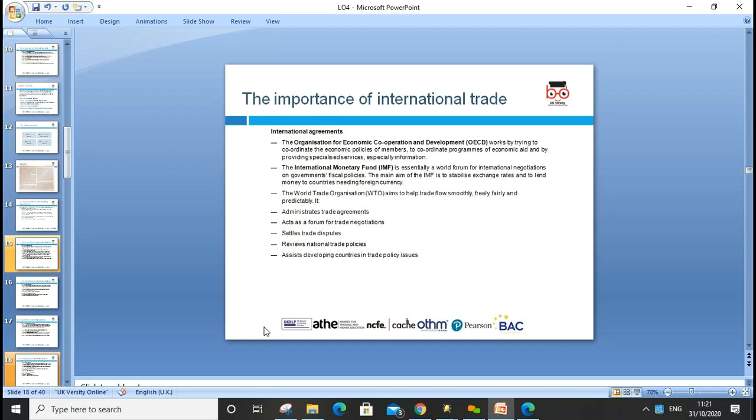Then we have a lot of international organizations with roles to boost international trade. The OECD, the Organisation for Economic Co-operation and Development, tries to coordinate the economic policies of members and coordinate the programs of economic aid, by providing specialist services, especially information. The IMF also provides loans to various countries and helps with exchange. They give ratings to various countries based on their regulatory bodies, triple A's, triple B's, or whatever, plus plus plus, yes. So these ratings also affect international trade.